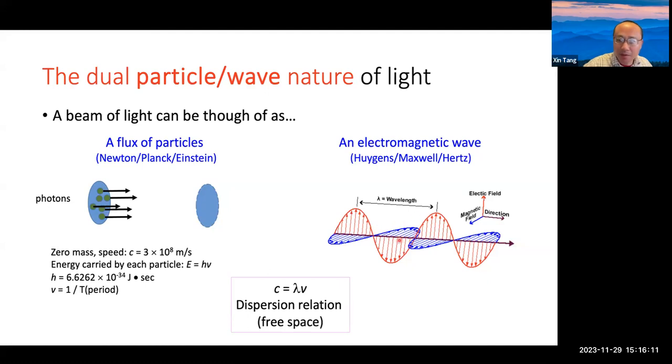Now, this wave can be written in an equation called c equals lambda mu. c is the light speed, that we know is 3 times 10 to the 8 meters per second, right? So this is the high speed, and lambda is the wavelength from the first positive peak to the next positive peak, and mu is the frequency.